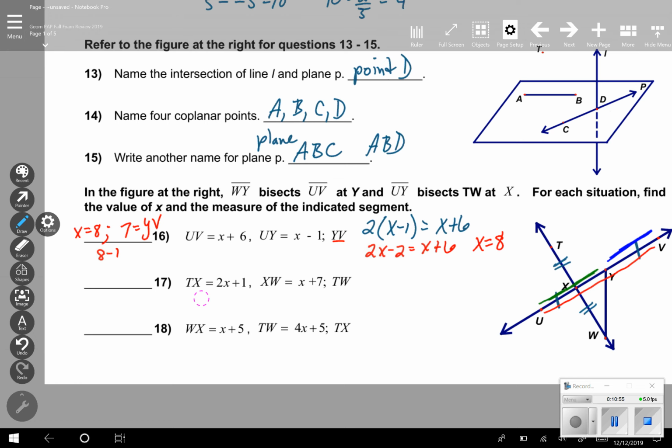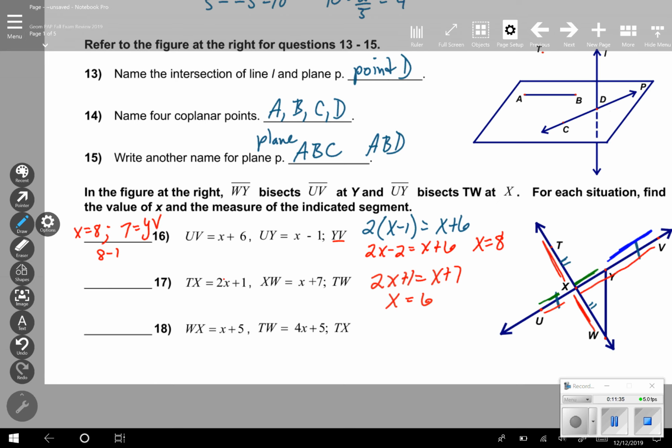Okay, now it says TX is 2x plus 1 and XW is x plus 7. TX is only half, and XW is the other half. So those are equal. And then they want us to find TW, which is the whole thing. So we have 2x plus 1 is equal to x plus 7. We'll solve this for x. Minus x, we get x, and then minus 1. X is 6. So now we want TW.